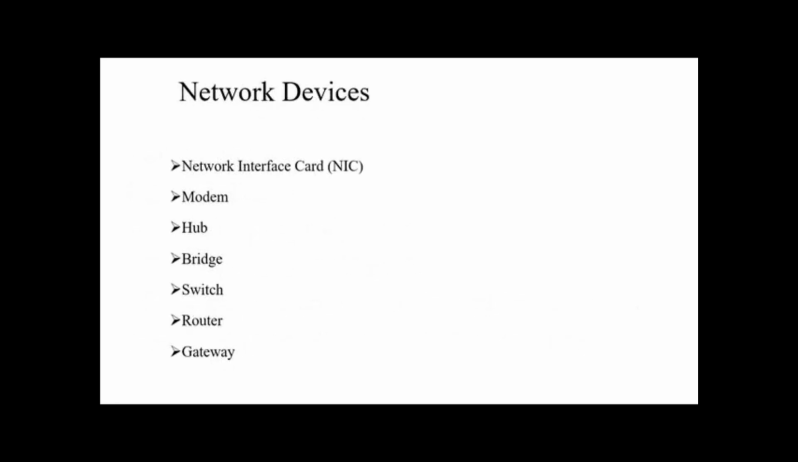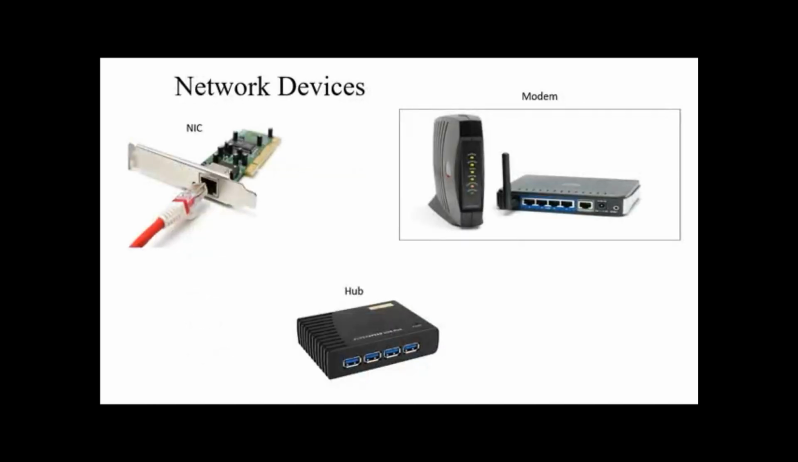So these are some of the commonly used network devices listed here: the network interface card, the modem, the hub, bridge, switch, router, and gateways. Some of them we already had a brief overview of in the fundamentals section, especially in the OSI model, but let's explain them a little more.